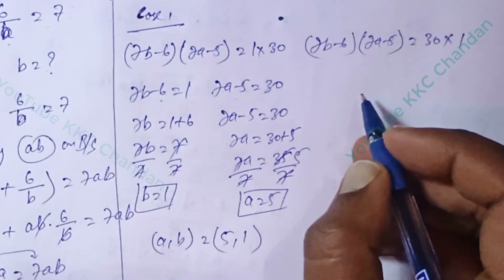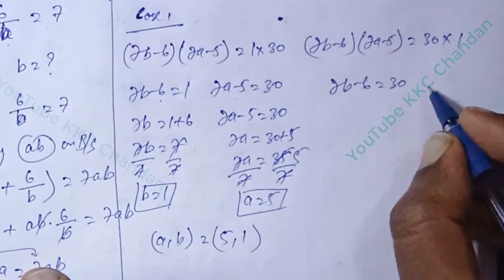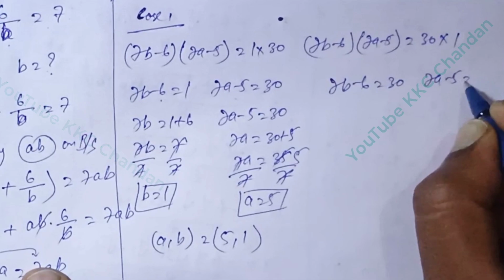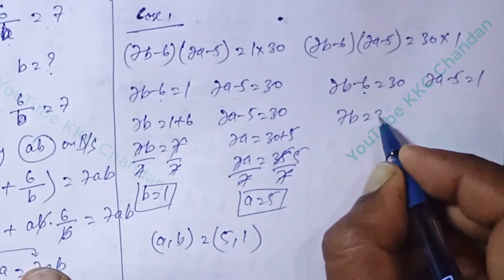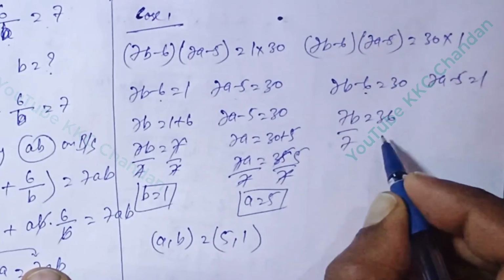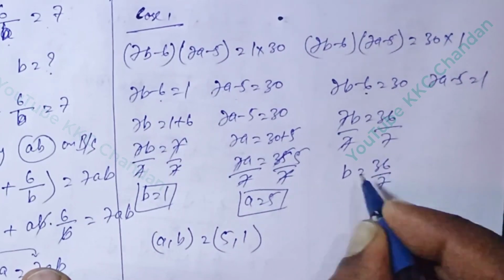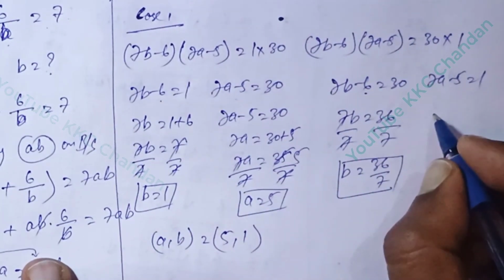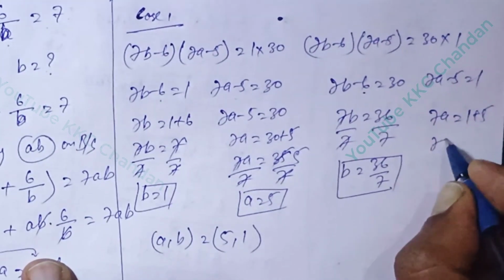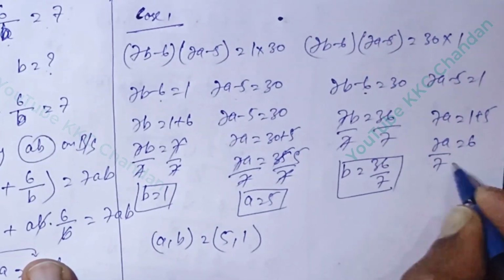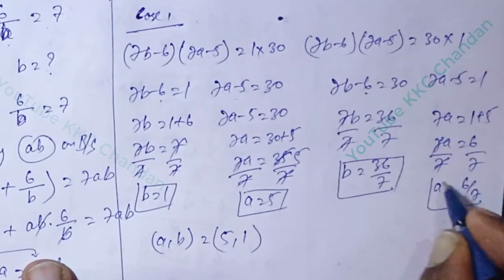See here, 7b minus 6 is equal to 30. Here 7a minus 5 is equal to 1. This 6 comes to this side, 7b is equal to 36, both sides divided by 7. Here 7 and 7 cancel, b is equal to 36 divided by 7. Here 7a is equal to 1 plus 5, 7a is equal to 6, both sides divided by 7, a is equal to 6 divided by 7.